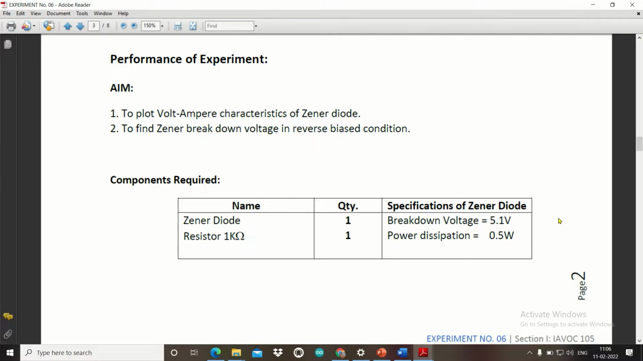This is where you need to keep in mind what is the power dissipation capacity of the Zener diode. You can see the power dissipation is 0.5 watt. That means 500 milliwatt. So you need to remember that whatever current is passing through the Zener, that value should not exceed in such a manner that the power dissipation goes beyond this limit. This you have to remember. So you can decide what value of series resistance has to be taken.